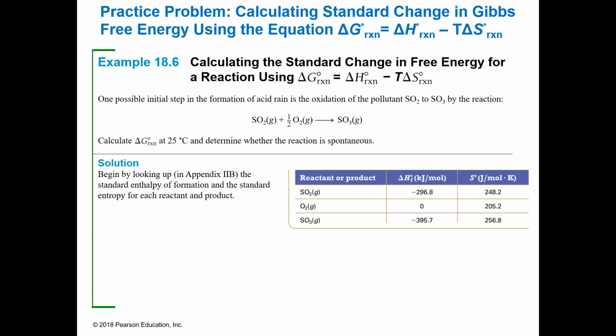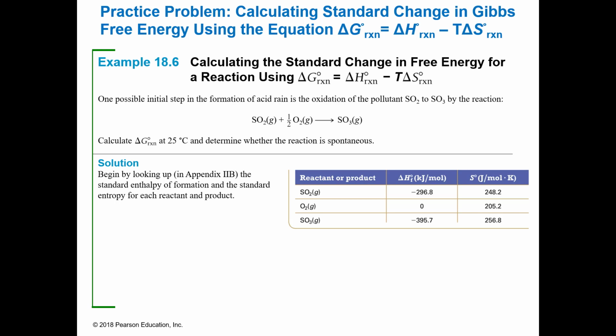So sulfur dioxide gas has a standard enthalpy of formation, notice that's in kilojoules per mole, of negative 296.8. So what does that mean? It means when sulfur dioxide is created from 1 mole of sulfur and 1 mole of diatomic oxygen gas, it would release 296.8 kilojoules per mole of energy. So it's exothermic.